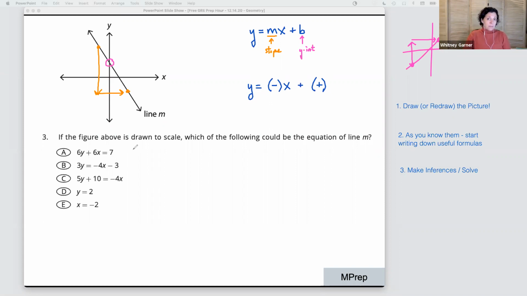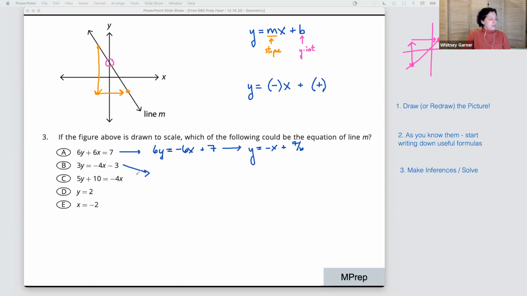To get the first problem into y equals mx plus b, first I have to move this 6x by subtracting. So 6y equals negative 6x plus 7. And then I'm going to divide everything through by 6. And I get that y is equal to negative x plus, and I'm just going to call this 7/6. This looks pretty good. This would be a negative slope with a positive y-intercept. So I would stop there. However, just for practice, we're going to look at what these other lines would look like.